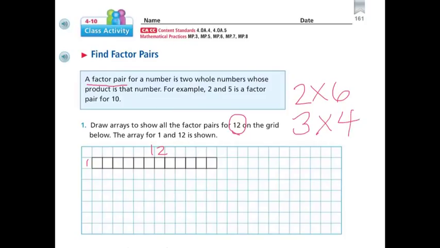And those arrays would look something like this. It's not perfect, but you can kind of see what factor pairs might look like.